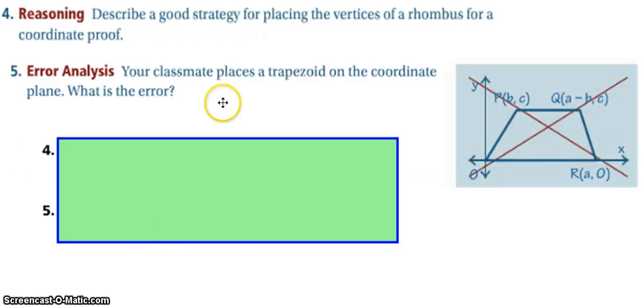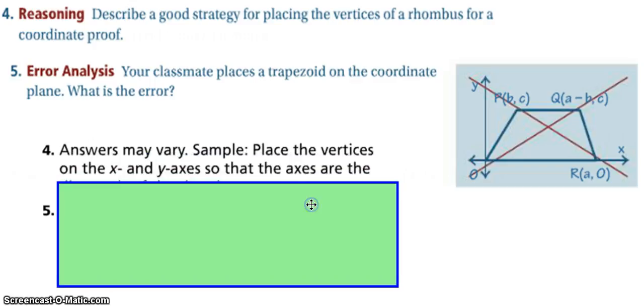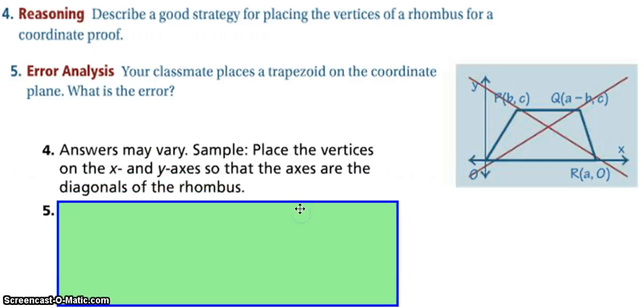Alright, so when we're talking about placing a rhombus on the coordinate plane, we want the vertices to be on the axes to make our life easy. So a nice easy thing to do is place our vertices on the x and y axes so that the axes are the diagonals.